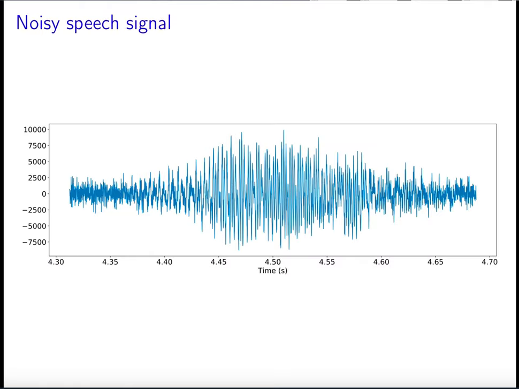Now we're going to apply the same technique to remove noise from a speech signal. Okay, this is going to be the same signal that we used when we introduced the short time Fourier transform. I'm going to play the noisy speech signal for you. So just give me a moment.